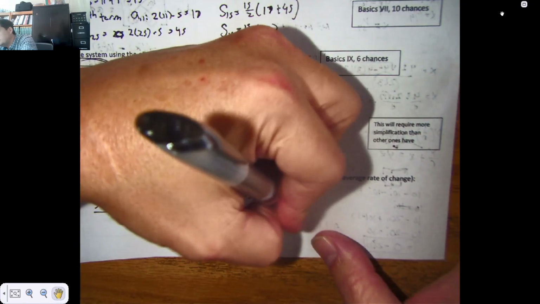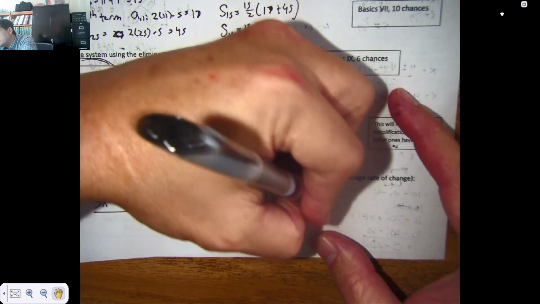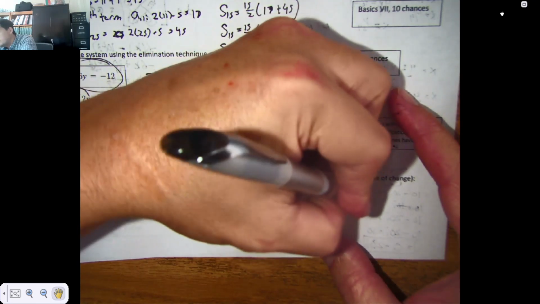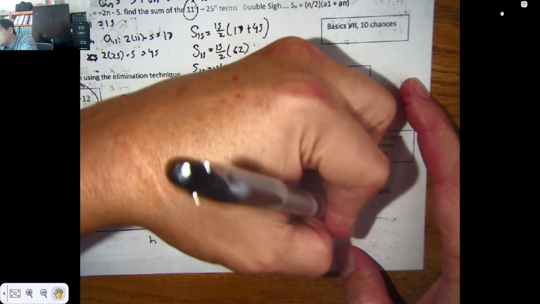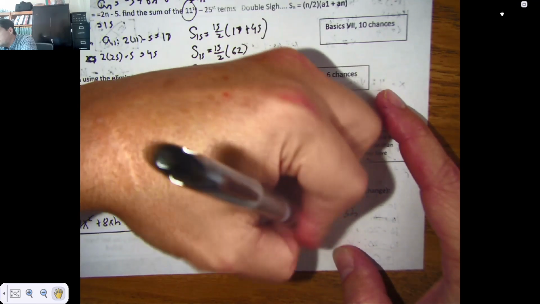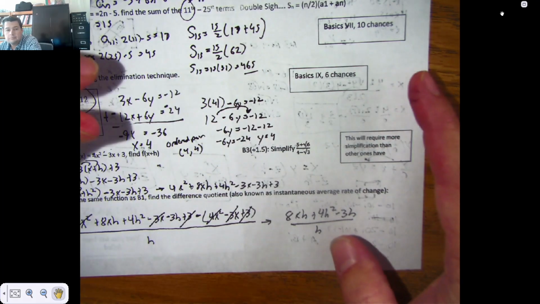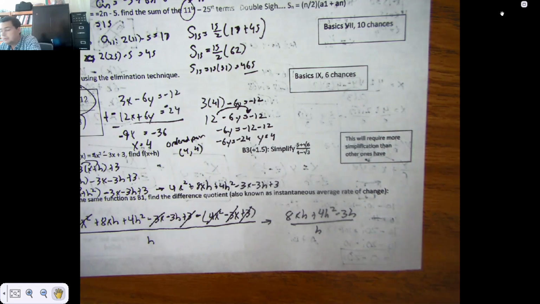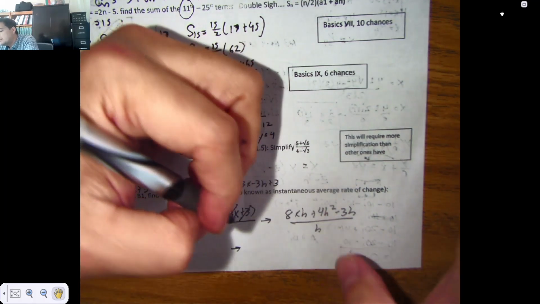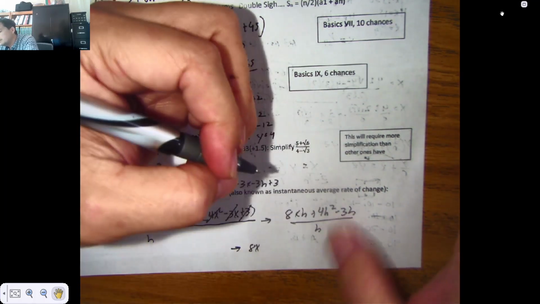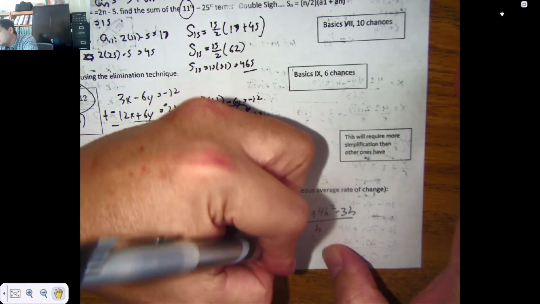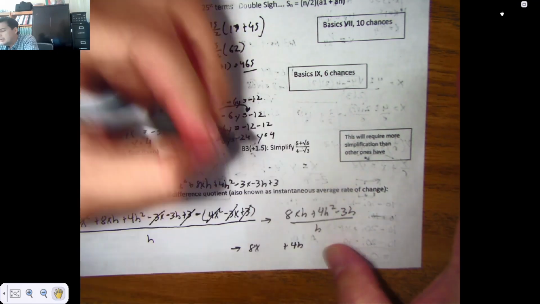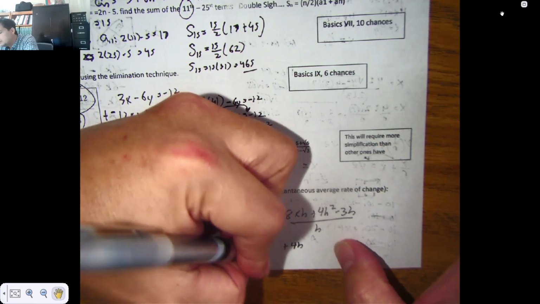Moving along, I have 8xh plus 4h squared minus 3h. And all three pieces are over an h. So I can divide an h from both pieces. 8xh over h is 8x. 4h squared over h is 4h, which I'm going to put at the end. And negative 3h over h is minus 3.